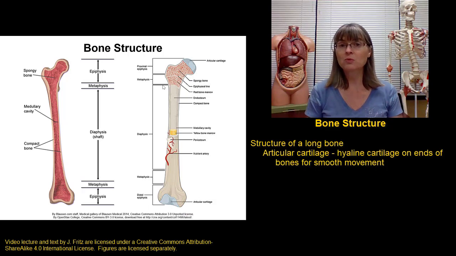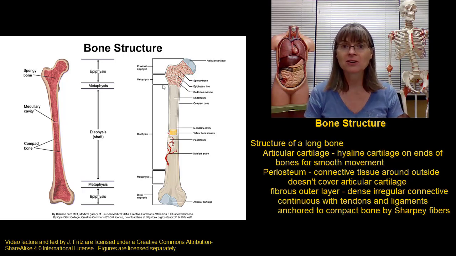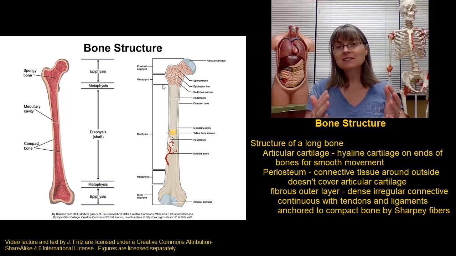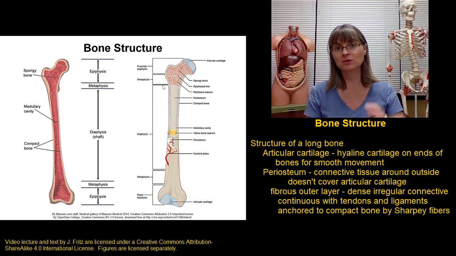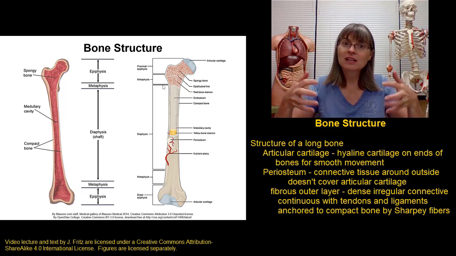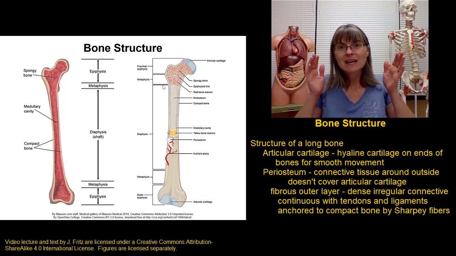Around the outside of the rest of the bone, other than the ends covered by articular cartilage, we have a connective tissue membrane called the periosteum. The periosteum is made of dense, irregular connective tissue, and as I said, it surrounds the outside of the bone, and it's continuous with important structures like the ligaments that connect bones together, or the tendons that connect muscles to the bones. The periosteum is actually anchored into the bone matrix by little spikes called Sharpey's fibers.